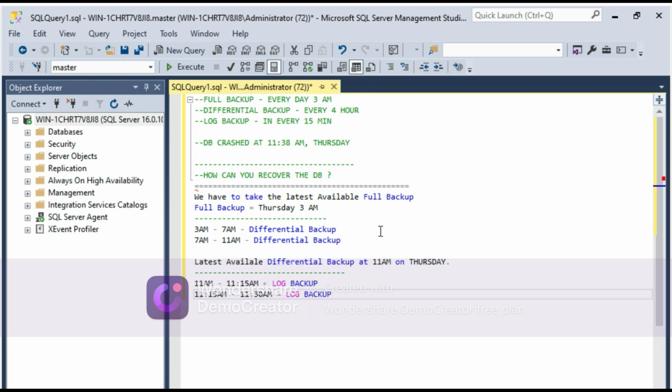Okay, so for all of this, we are taking the latest available full backup with no recovery, the differential backup with no recovery, and these two log backups with no recovery. Then recovery.